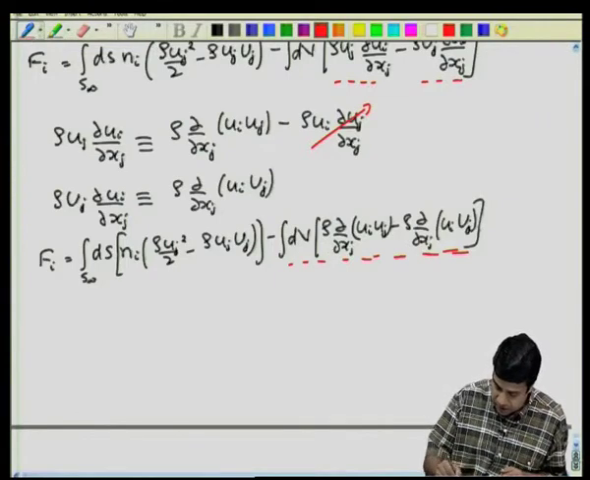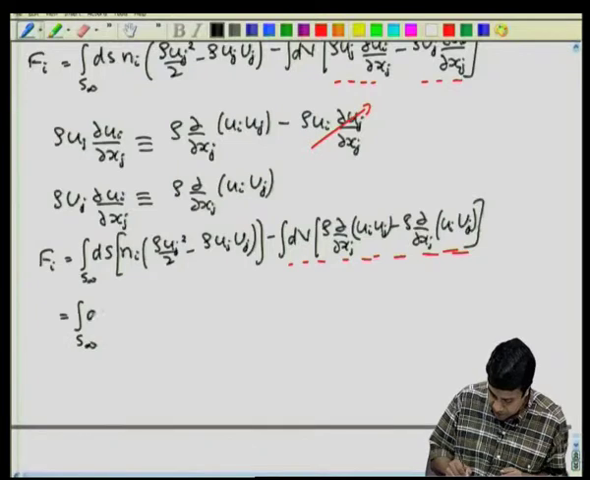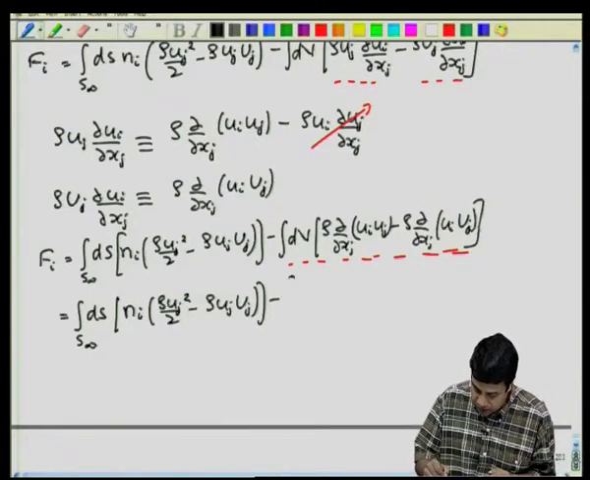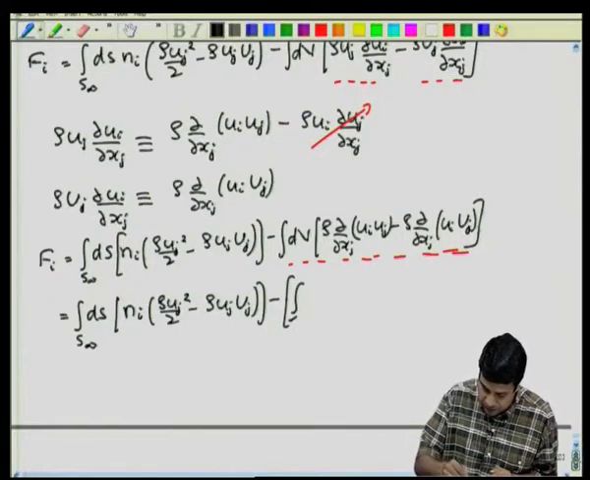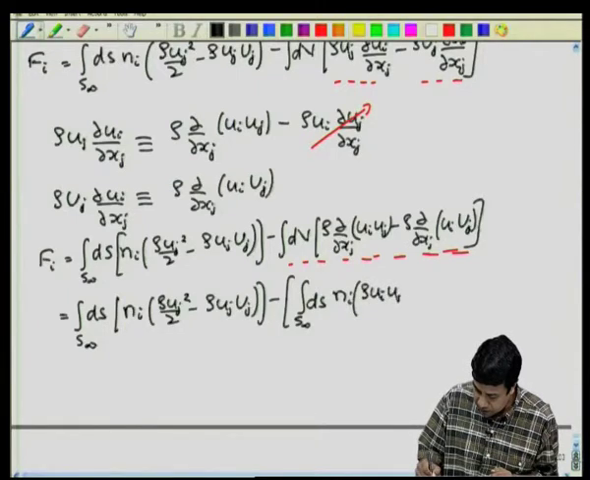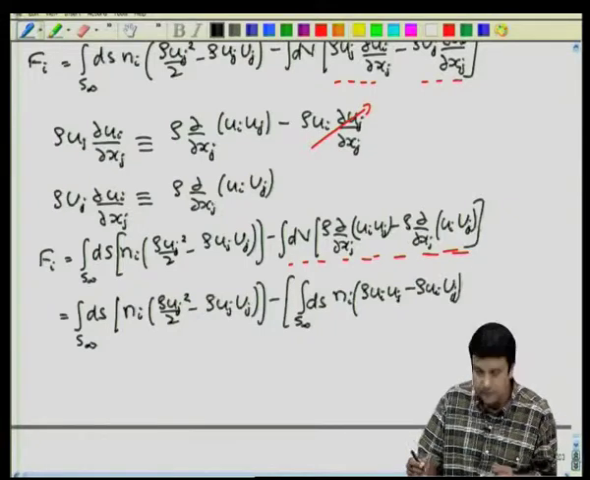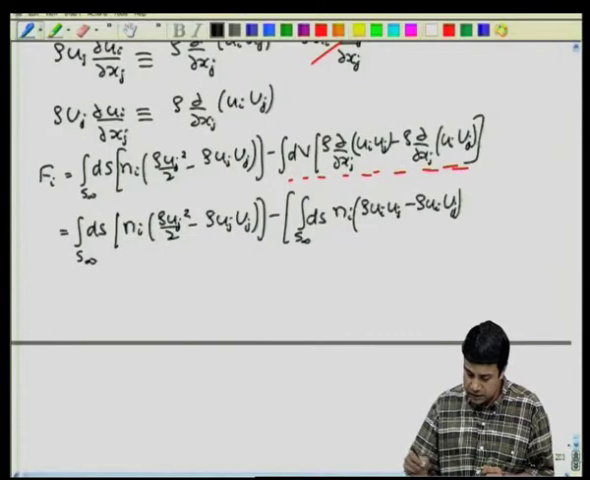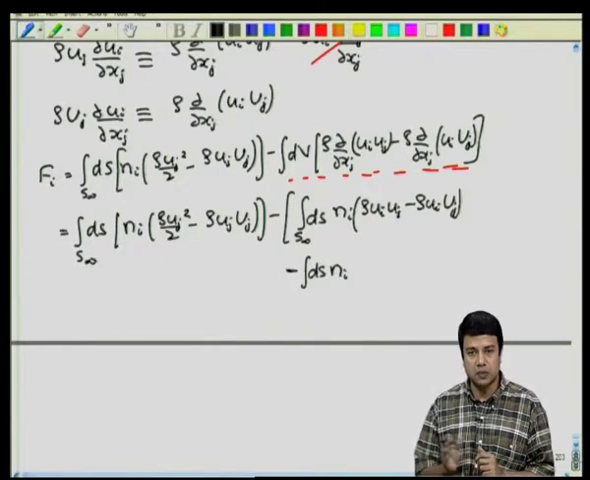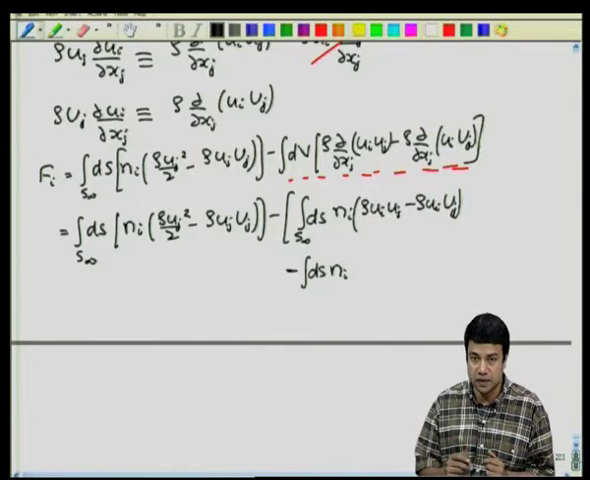So, if I convert this into a surface integral, what I will get is integral over the surface at infinity ds ni into rho u square by 2 minus rho, minus, I have two surface integrals here, integral of the surface at infinity ds ni into rho ui uj minus rho ui times capital Uj. So, this is over the surface at infinity, and the next is the surface integral over the surface of the object. Note that in this case I am taking the unit normal outward, and therefore, I have a negative sign. Had I taken the unit normal inward to the object or outward to the fluid, this would have been a positive sign.